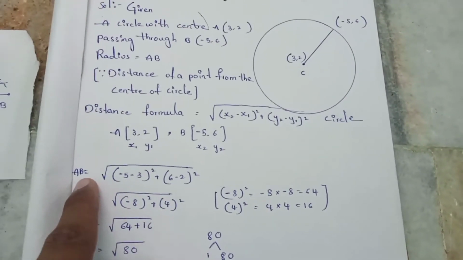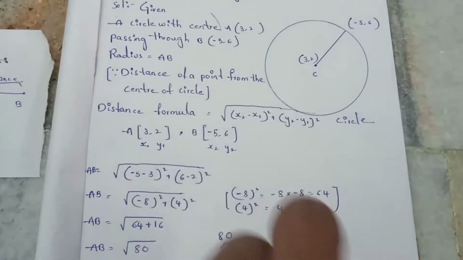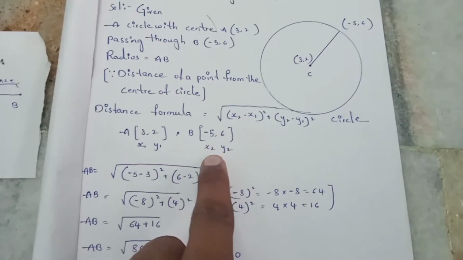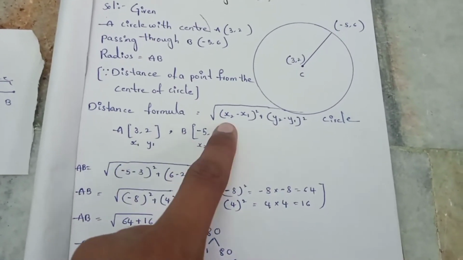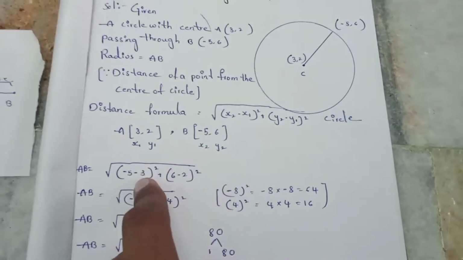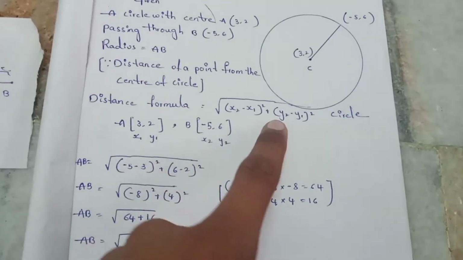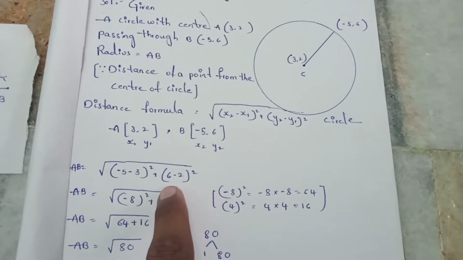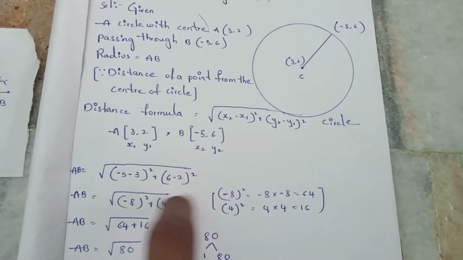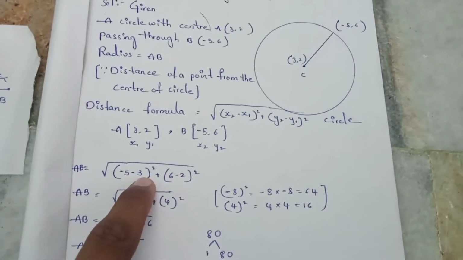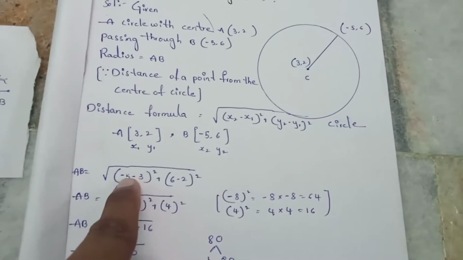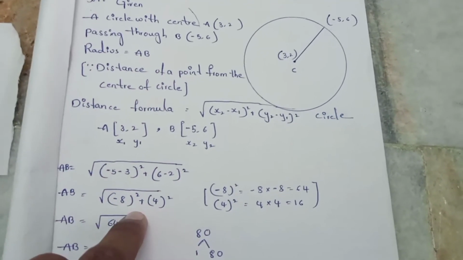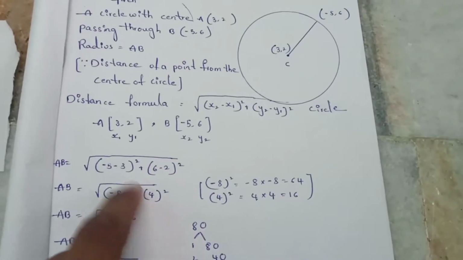Now let us substitute these values in the distance formula. AB is equal to root of (x2 minus x1) whole square, where x2 is minus 5 and x1 is 3, so minus 5 minus 3 whole square, plus (y2 minus y1) whole square, where y2 is 6 and y1 is 2, so 6 minus 2 whole square. Minus 5 minus 3: we add 5 plus 3, which is 8, and keep the minus, so minus 8 whole square plus 6 minus 2, which is 4, whole square.